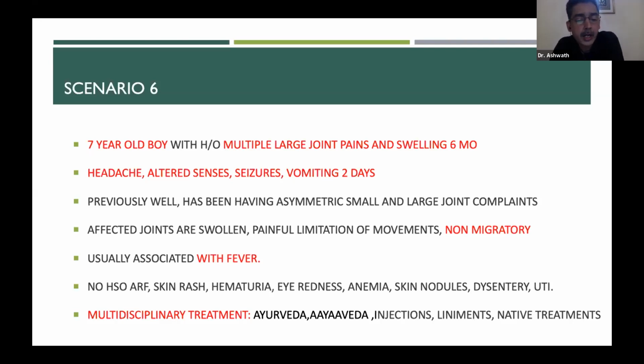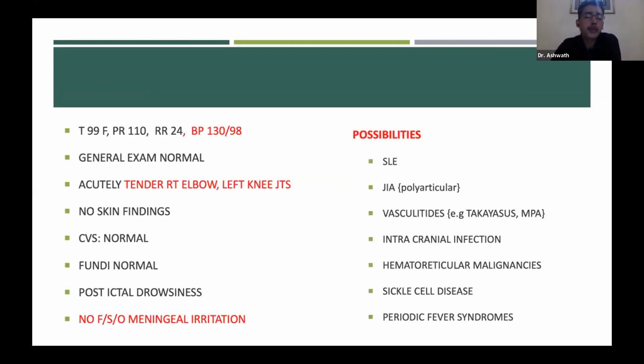He has been on multidisciplinary treatment. He has been treated with injections, NSAIDs, steroids, Ayurveda, Pati Vaidyam, which is Ayurveda, you name it, he had received it. When he came to us, the only thing that we could see out of the ordinary was hypertension on all the four limbs. We could see evidence of arthritis in the right elbow and the left knee joints, and there were no features of cranial irritation.